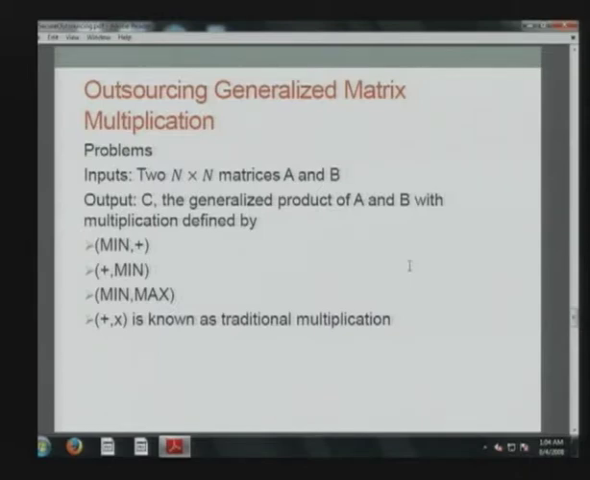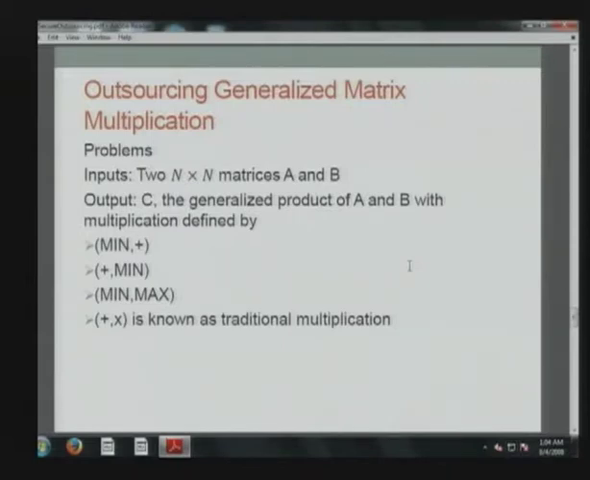And here is another research problem, which is how to outsource generalized matrix multiplication. The input to this problem is two n by n matrices A and B, which are held by one client, and he wants to use only one server to compute the generalized product of A and B, denoted by C, with the multiplication defined by min plus, plus min, or min max. And the plus times multiplication is known as the traditional multiplication.